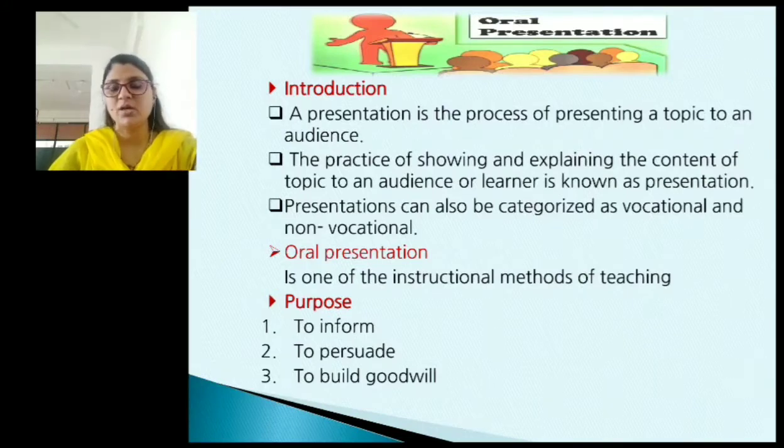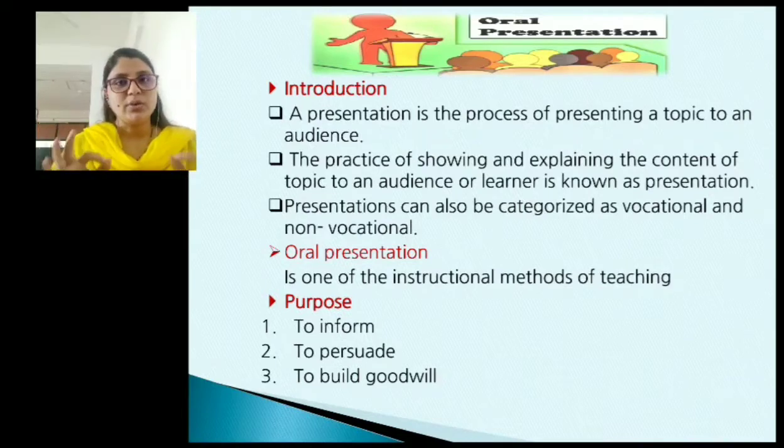You know very well that a presentation is the process of presenting a topic to the audience with content. Again, it is the practice of showing and explaining the content of a topic to an audience or learner. It can be a demonstration or a lecture, or any practice with the help of individual visual aids.